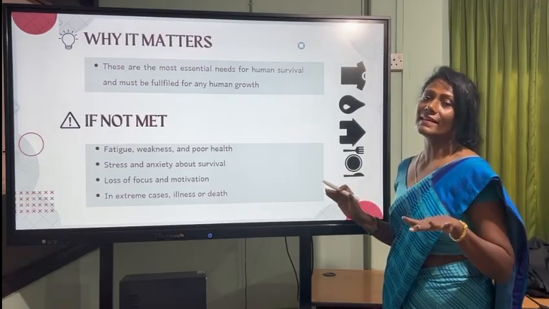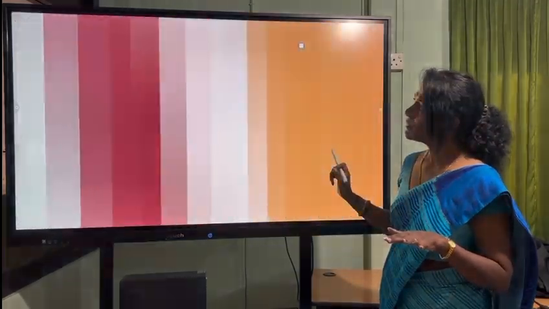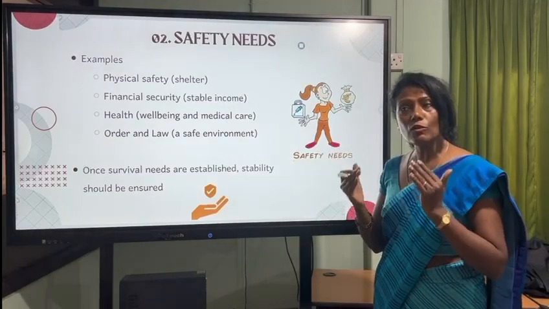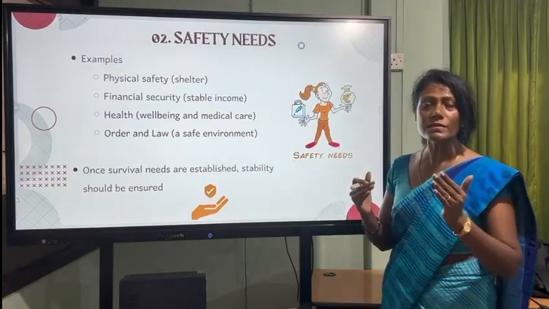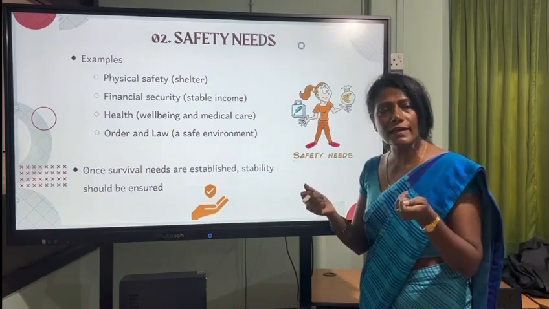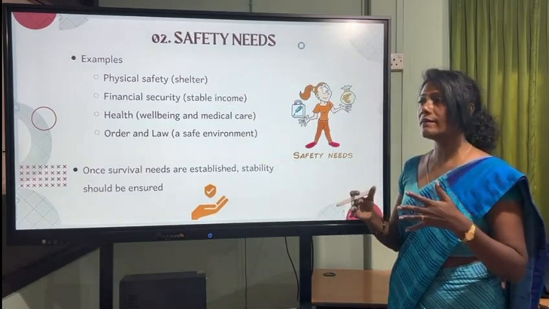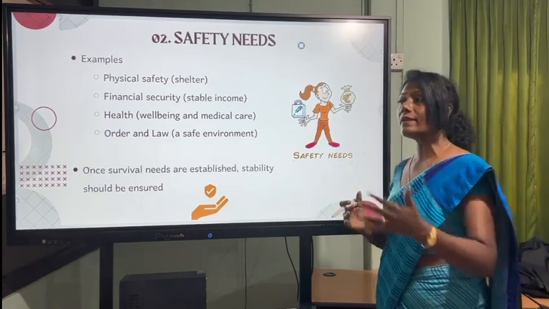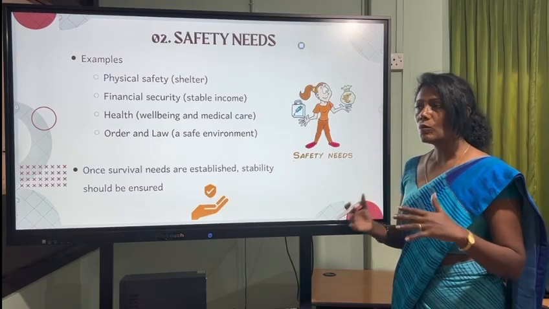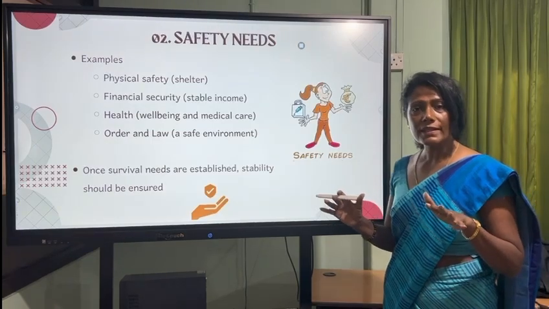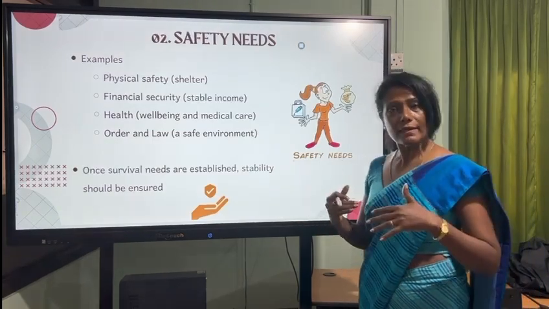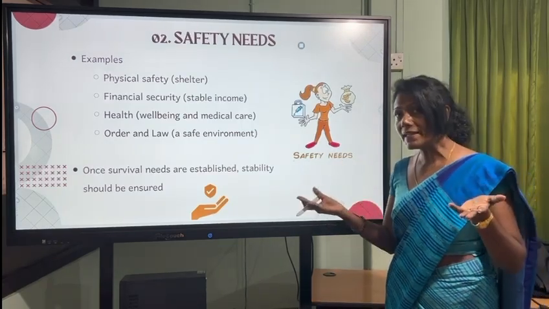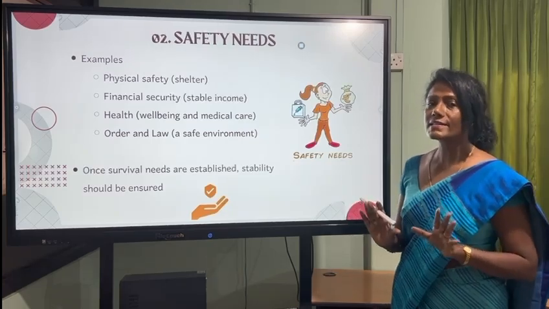Once these basic needs are fulfilled, humans can move on to their safety needs. They look for safety. If they have a house, they want to have locks on the doors and windows. If they have a fence, they will have a gate, and after that they will have a stable income. Once all these are met, they can look for their well-being, mental health and physical health, and they live happily once they are secured.